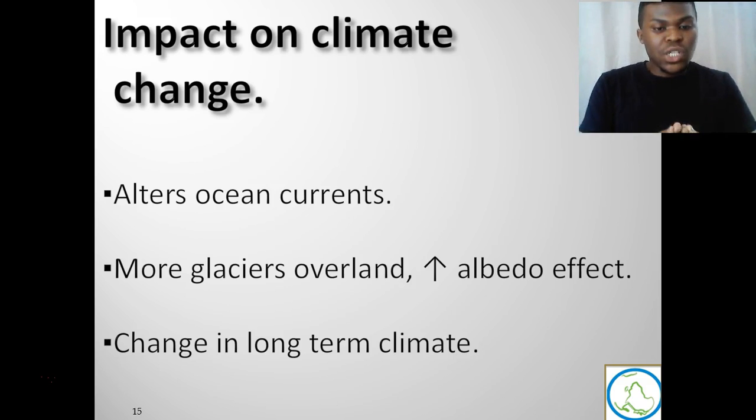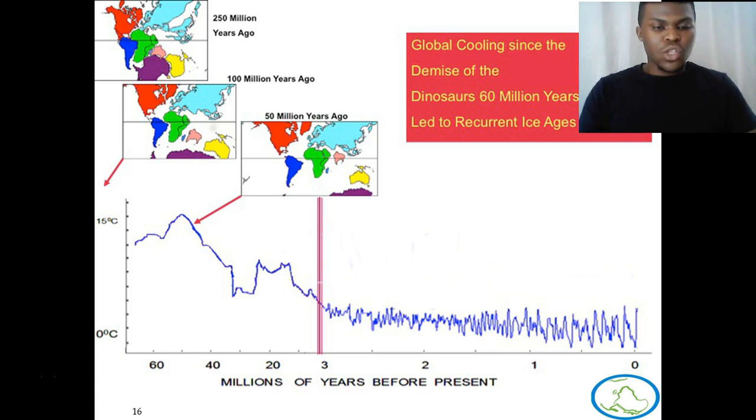Then we've got more glaciers over land, and that increases the albedo effect, and it also changes long-term climate, which was touched on by the paleoclimate lecture, and I will explain it further. So this graph shows a deviation of Earth systems in the form of gaseous exchange. If we look at 250 million years ago, Pangaea, and we look at 50 million years ago, we see a change in the temperature.